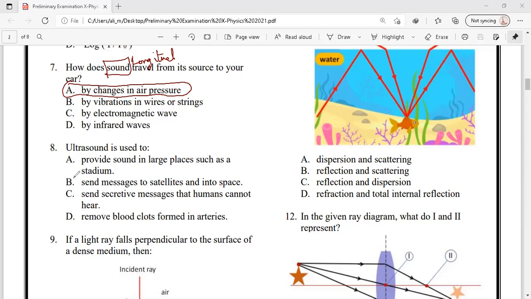Question number 8. We have to tell one of the uses of ultrasound. We have already studied many uses of ultrasound in our SLO. So one of the uses of ultrasound is to remove blood clots formed in arteries. So option D is the correct answer in this question number 8.